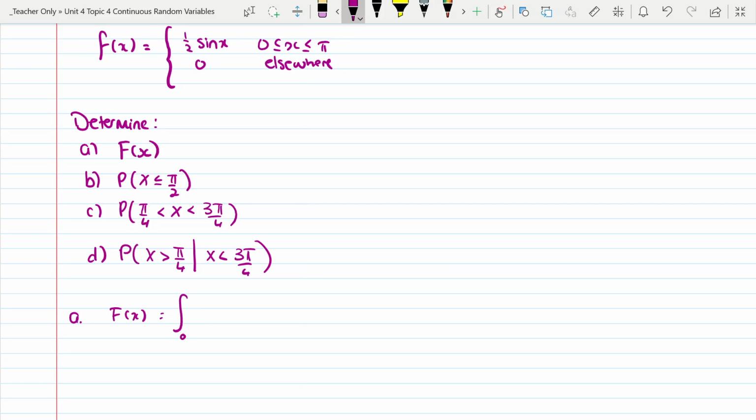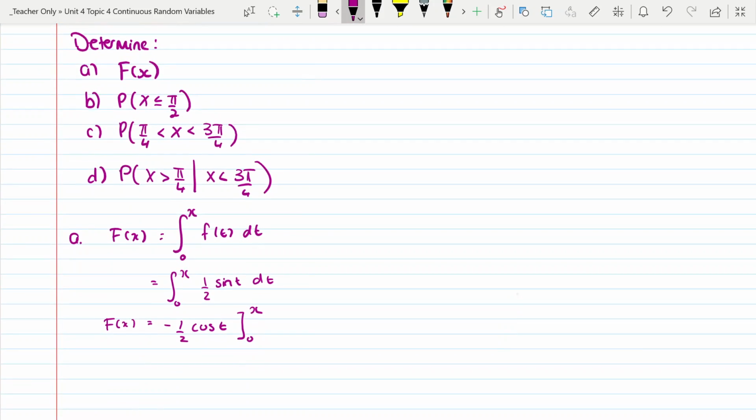It's our integral from 0 to x. We don't know what that x value is, and we're just going to say it's of t so that we can integrate it easily. And that's going to be our integral from 0 to x of half sine t dt. So f of x, remember the integral of sine x is negative cos x, so it becomes negative half cos of t from 0 to x.